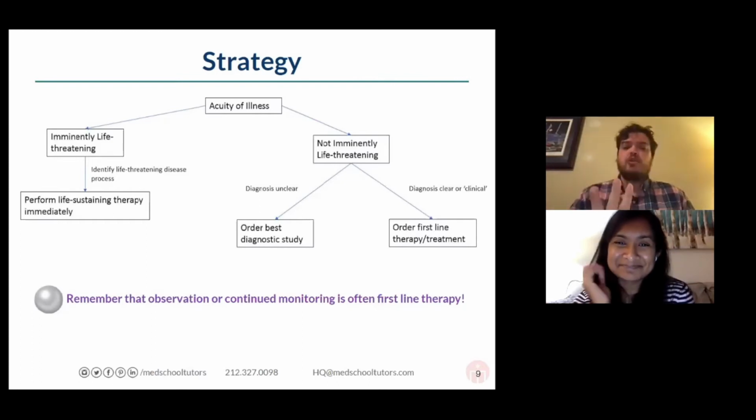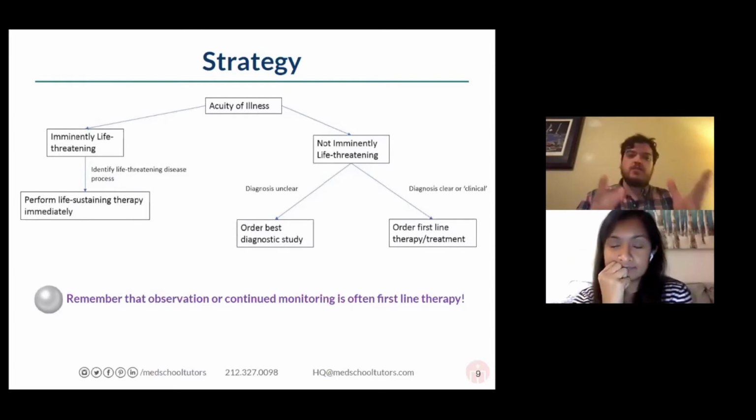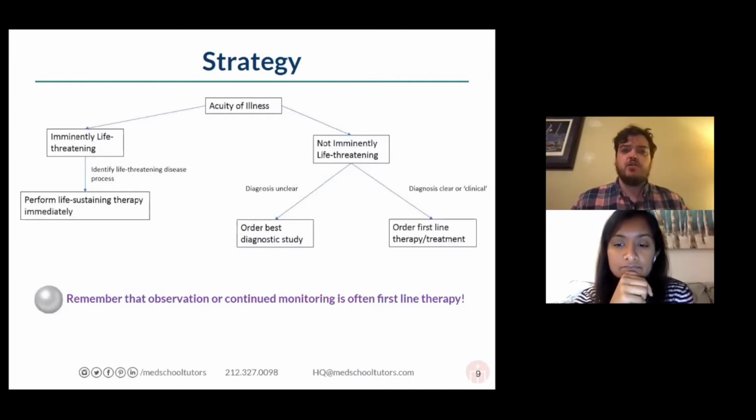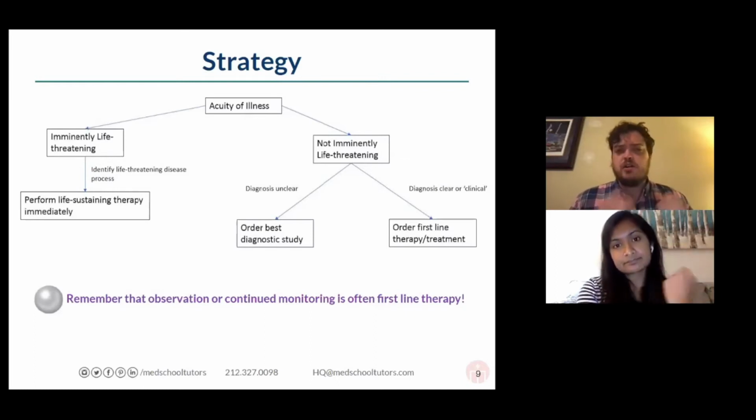So starting with strategy. The first branch point we have here is acuity of illness. Now, we've harped on this quite a bit already, but this is one of the really important things in medicine, identifying a patient who is acutely ill. And that is the patient who we should be most invested in intervening upon early. So let's talk about acuity of illness.